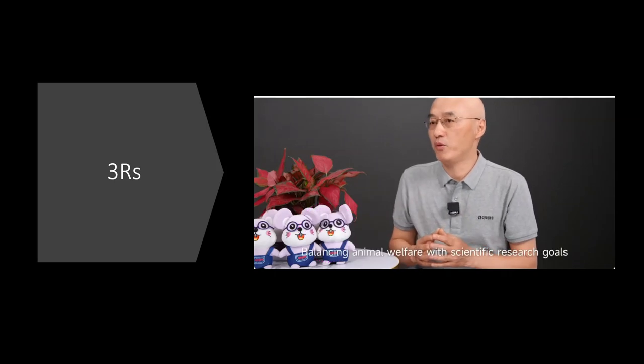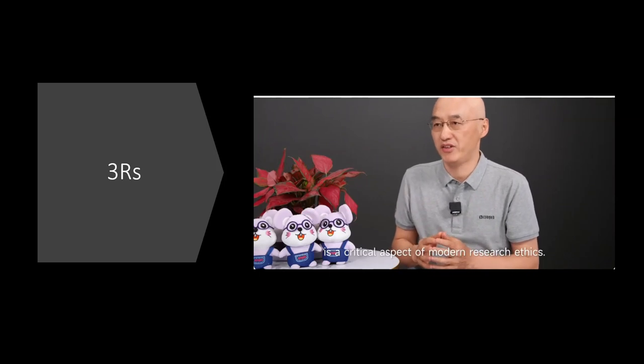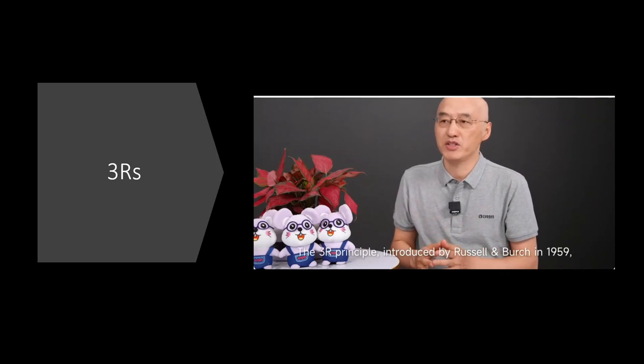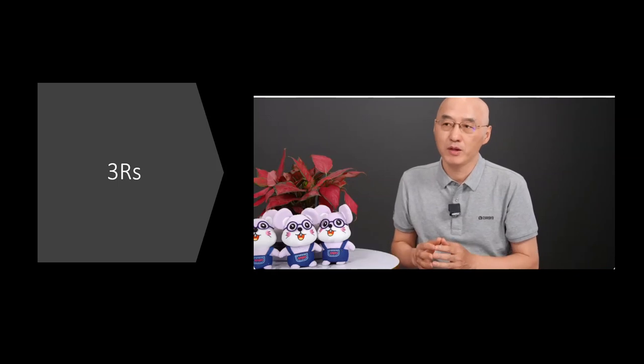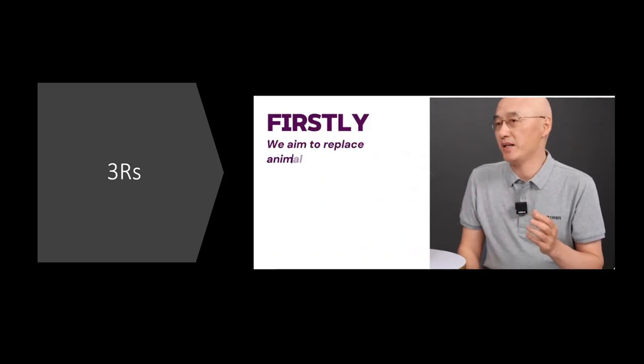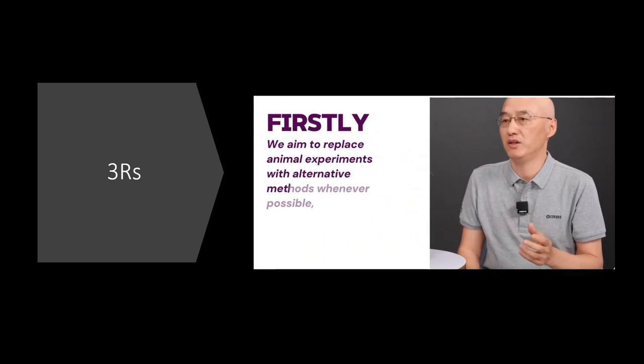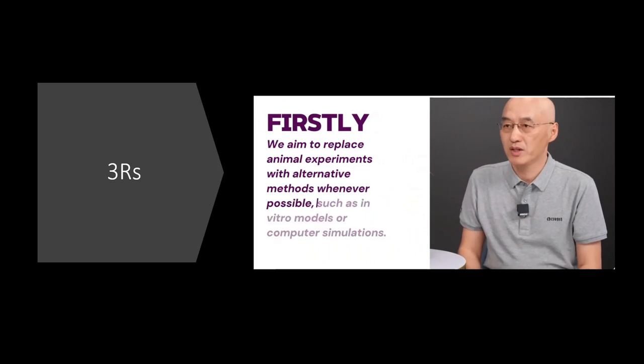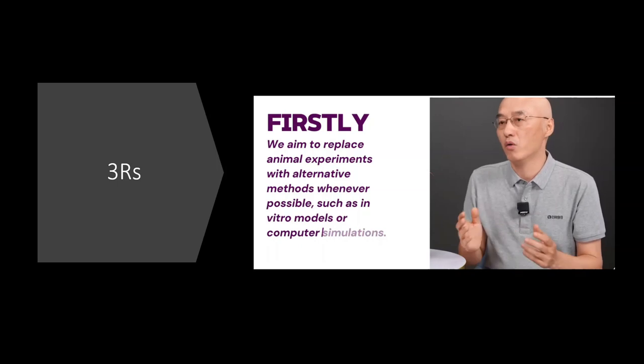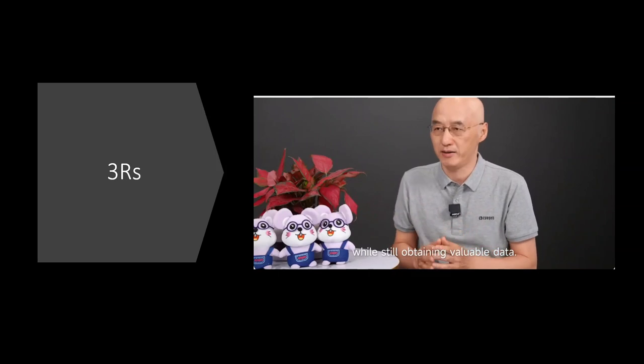Balancing animal welfare with scientific research goals is a critical aspect of modern research ethics. The 3R principle introduced by Russell and Birch in 1959 provides a valuable framework for achieving this balance. Firstly, we aim to replace animal experiments with alternative methods whenever possible, such as in vitro models or computer simulations. This minimizes the use of animals while still obtaining valuable data.